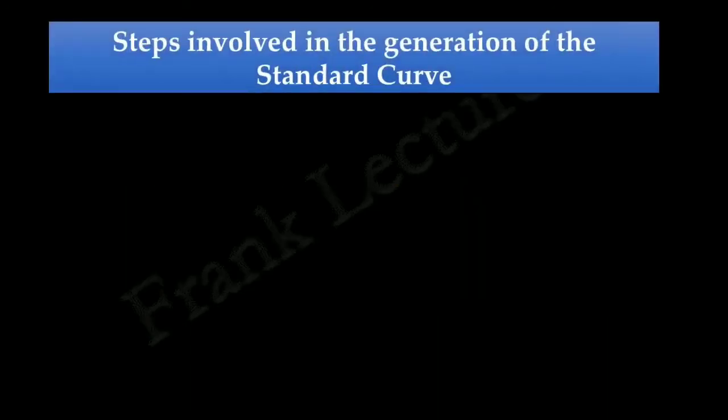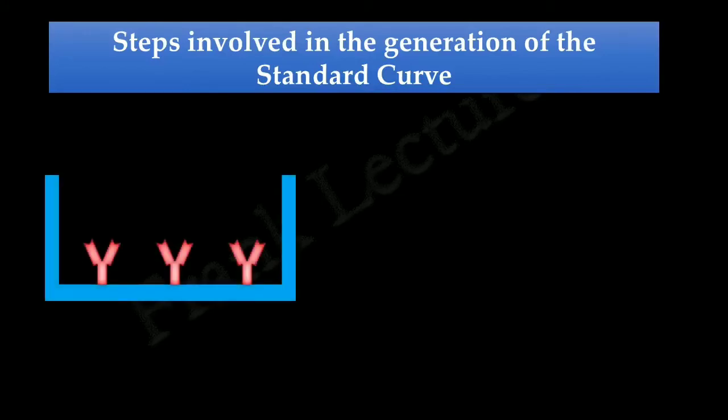Let's have a look at the basic steps involved in the generation of the standard curve. We require 3 main components. An important point is that all these components and their quantity are known to us. First component is specific antibody to the test antigen. The quantity of this antibody being used is fixed. These antibodies are immobilized in microtiter wells.